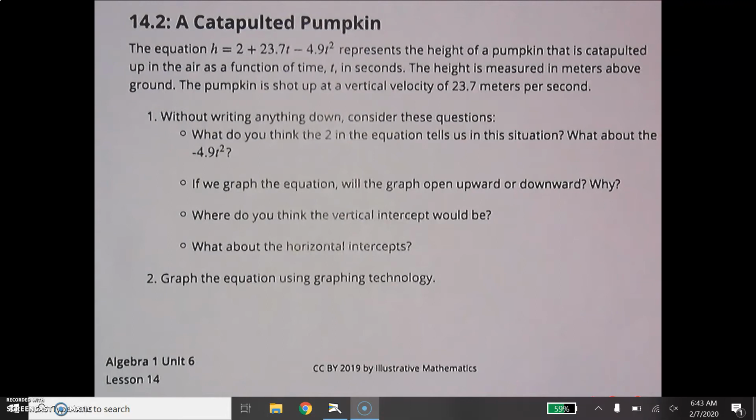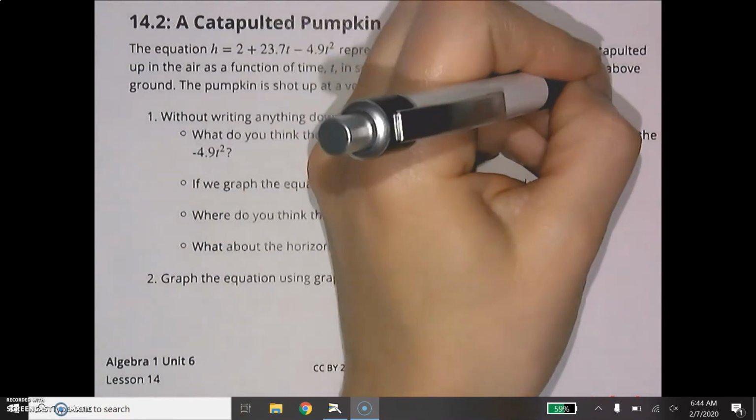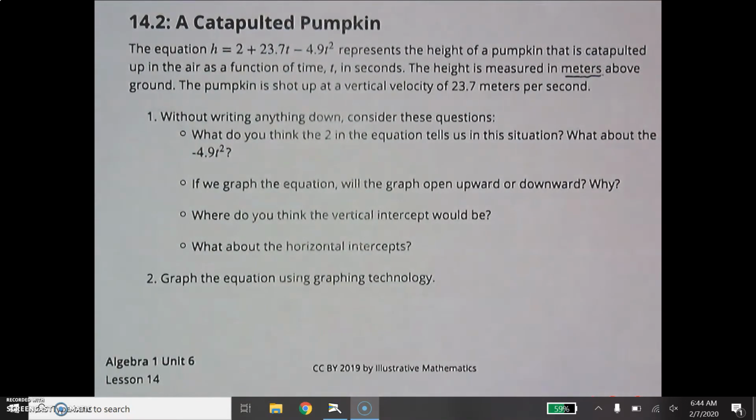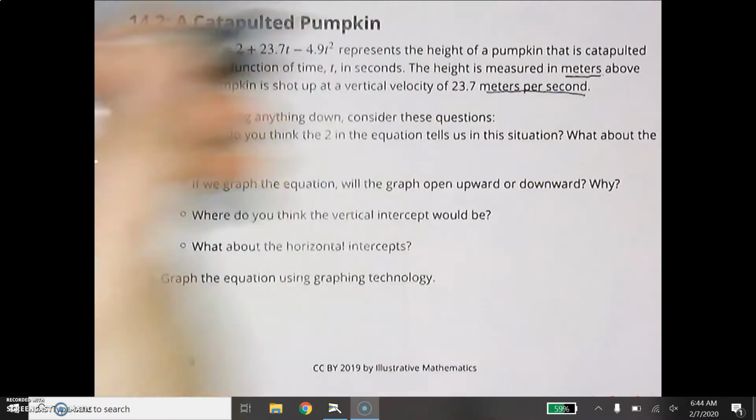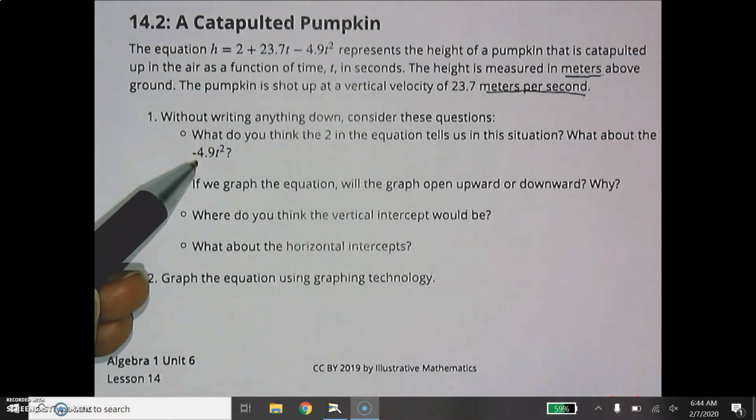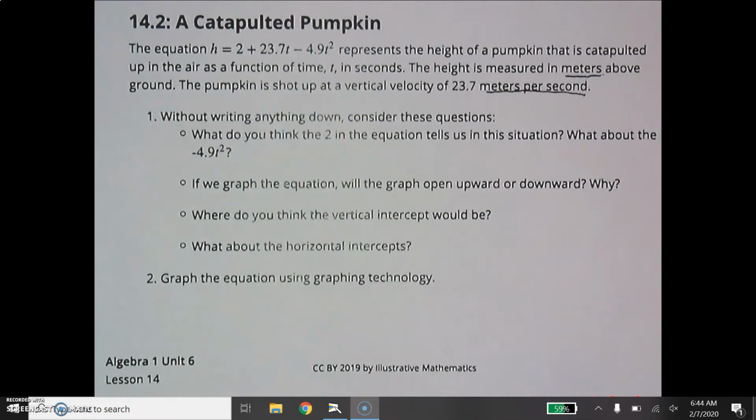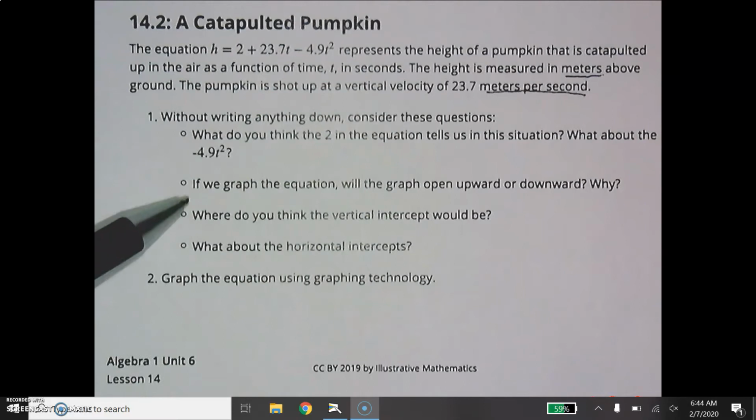What about the negative 4 9/10 t squared? Earlier this week, when we were dealing with these types of questions, we saw minus 16 t squared. That's representing something in feet. Here, if you notice, we're talking about meters, okay? Everything else is talking about meters. So this negative 4 9/10 t squared is the same effect of gravity, just converted to meters as opposed to in feet. If we graph the equation, will it open upward or downward?